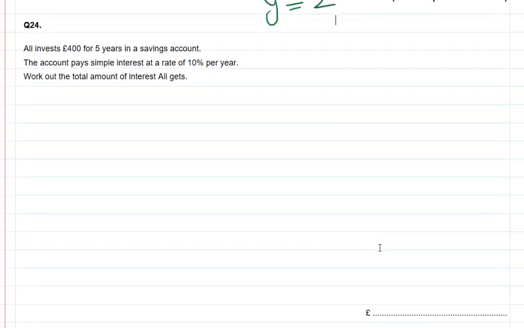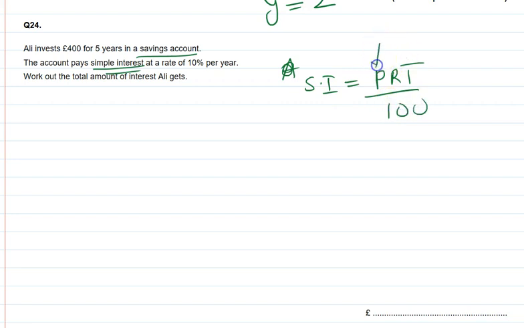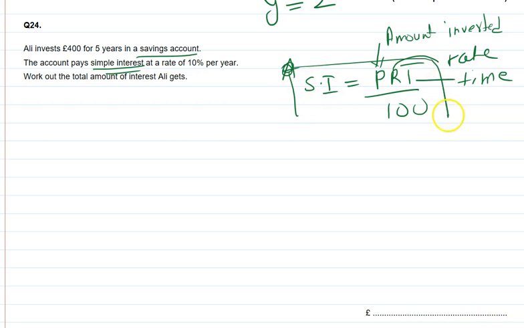24. Sorry, Ali invested 400 pounds, so again it is the same formula, but we need to see whether they are asking compound or simple interest. Ali invested 400 for 5 years in a savings account. The account pays simple interest. Yeah, so here we are applying simple interest, that is SI is PRT divided by 100. P is the amount invested, R is the rate and T is the time. This is the simple interest formula, yeah.